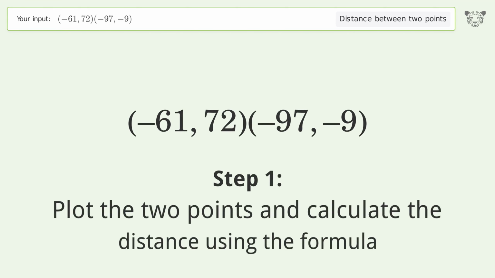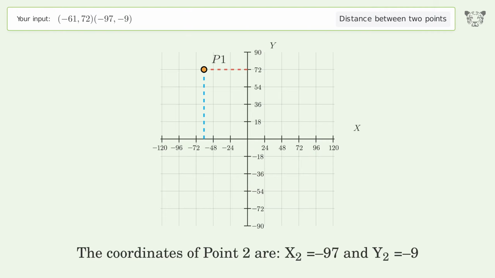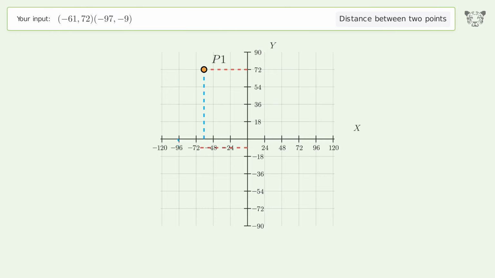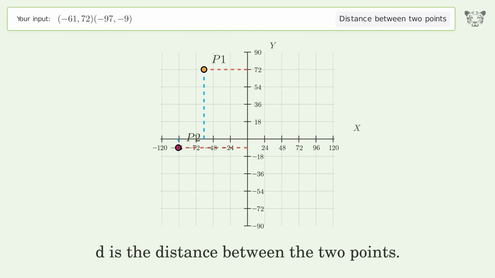The coordinates of point 1 are x1 equals -61 and y1 equals 72. The coordinates of point 2 are x2 equals -97 and y2 equals -9. D is the distance between the 2 points.